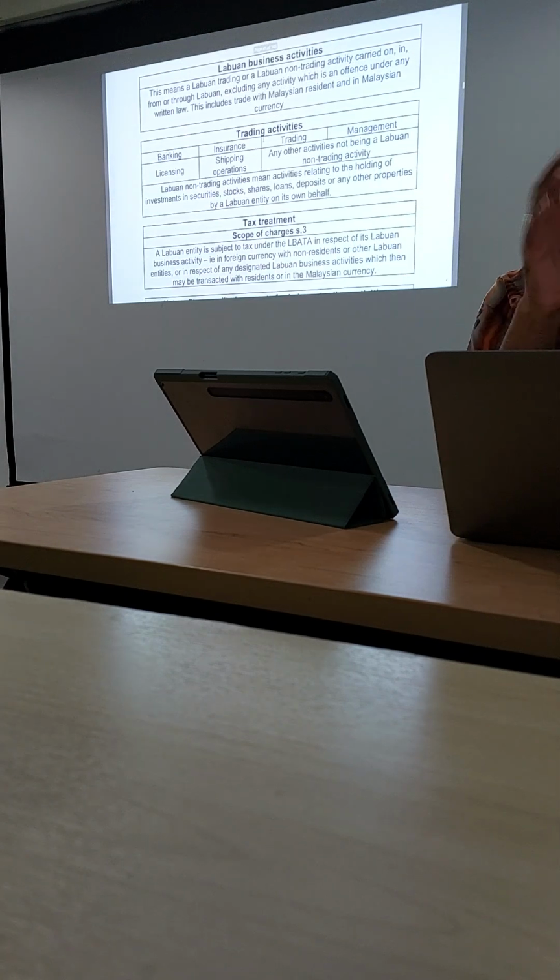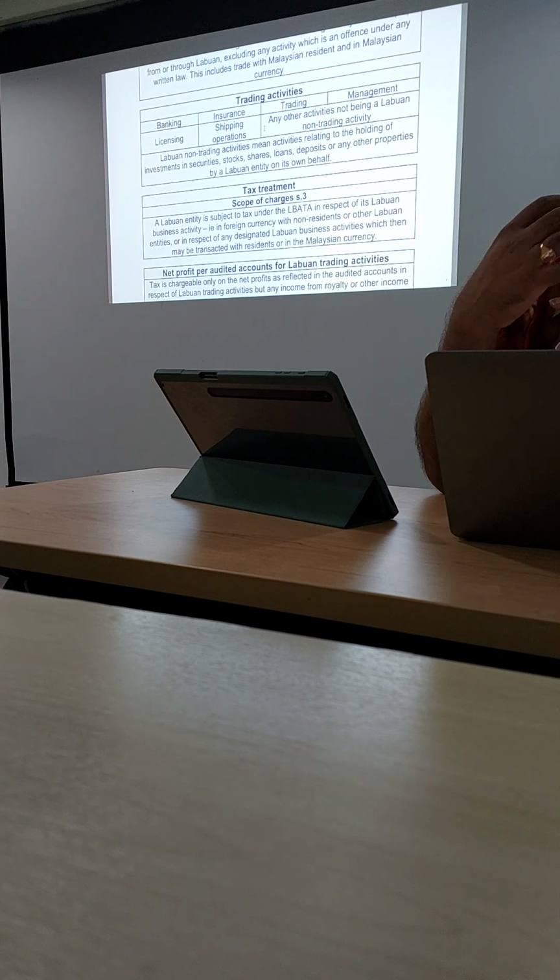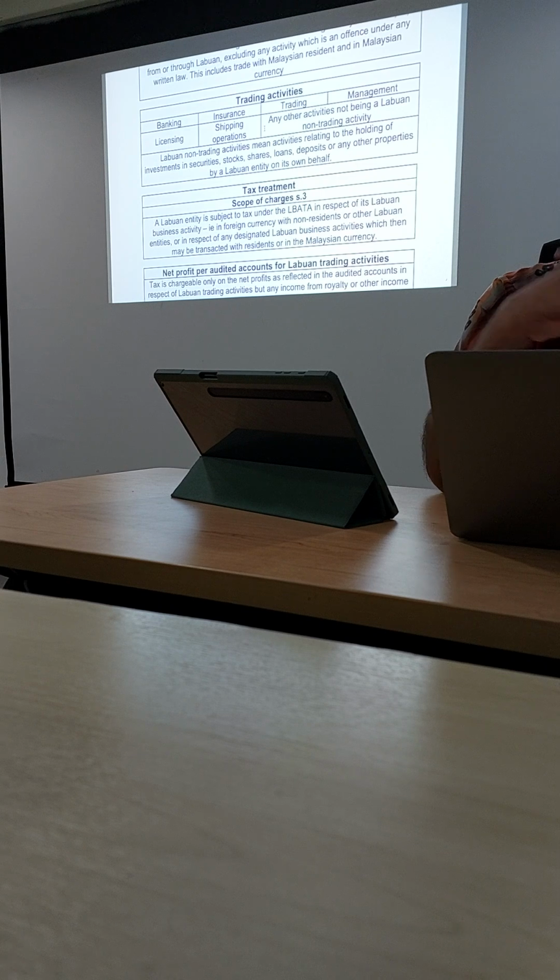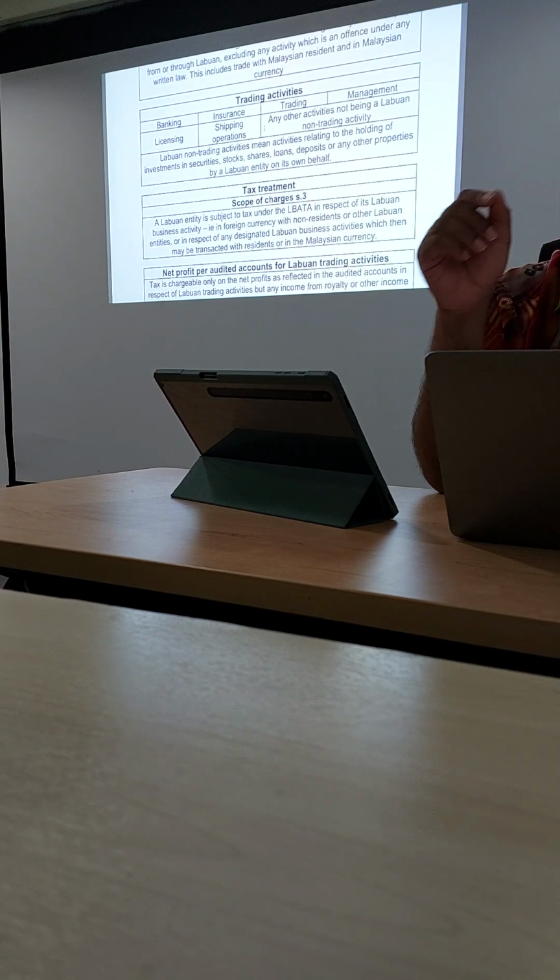Now moving on. A Labuan business entity means the Labuan trading or Labuan non-trading activity carried on from Labuan, excluding any activity which is an offence under written law. This includes trade with Malaysian residents and in Malaysian currency. These are all the trading activity. It can be banking, insurance, trade, management, licensing, shipping, or any other activities not being a Labuan non-trading activity. So then you have to see what is a non-trading activity.